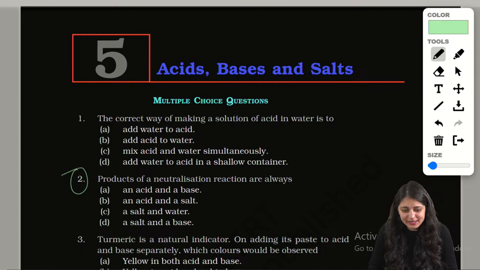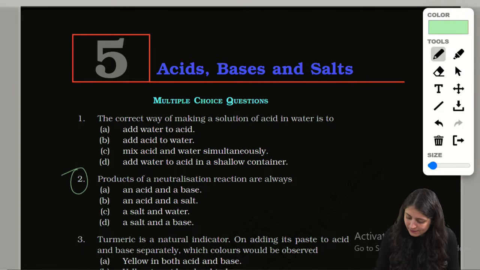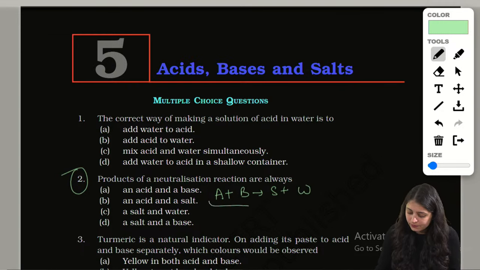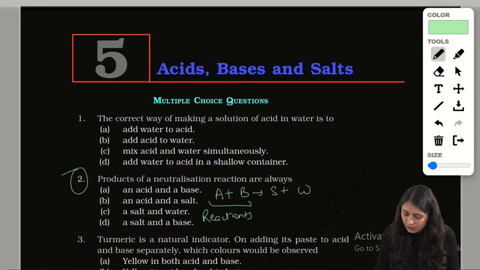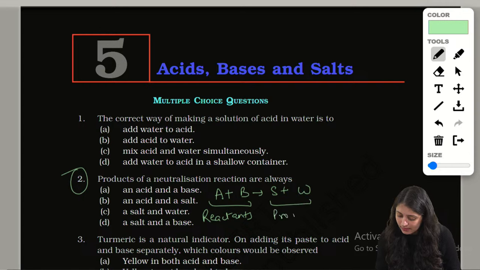See, everybody in the chat is saying option C. Bilkul sahi baat hai. Acid reacts with the base to give us salt and water. Acid or base kya hue? Hamare reactants hue. Jo aapas mein react kar rahe hain. सॉल्ट एंड वॉटर क्या हुआ? हमारा प्रोडक्ट हुआ. क्या हुए? हमारे प्रोडक्ट्स हुए. And of course a lot of heat is also released.